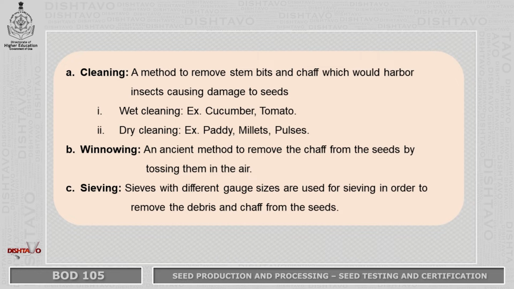Second one is dry cleaning. This is in case of grains like paddy, millets, pulses, wherein you can remove the stem bits or the shafts by your hands. Next is winnowing. This is an ancient method to remove the shaft from the seeds by tossing them in the air. Next, sieving. Sieves with different gauze sizes are used for sieving in order to remove the debris and chaff from the seeds. The gauze sizes are smaller than the seeds, so the seeds remain on top and whatever inert matter is there goes down.